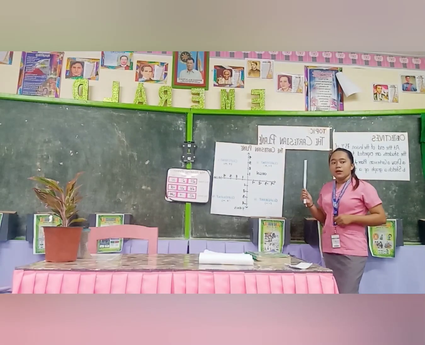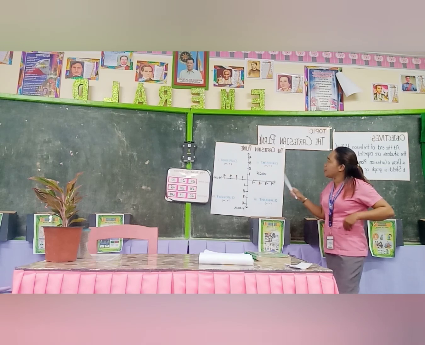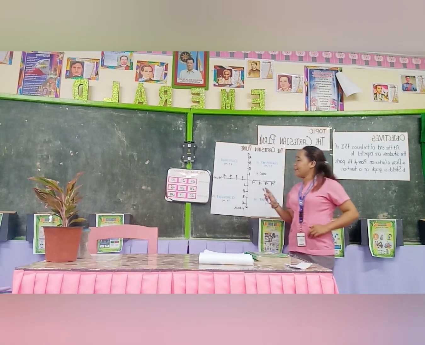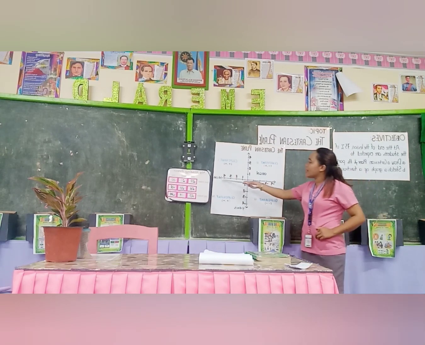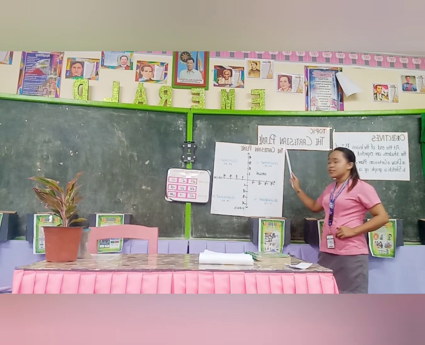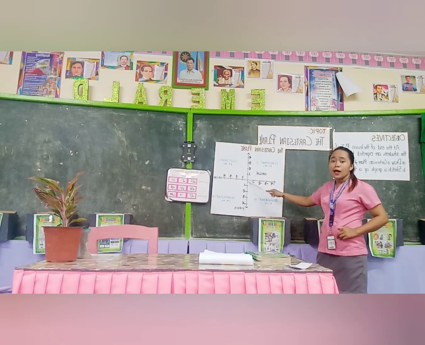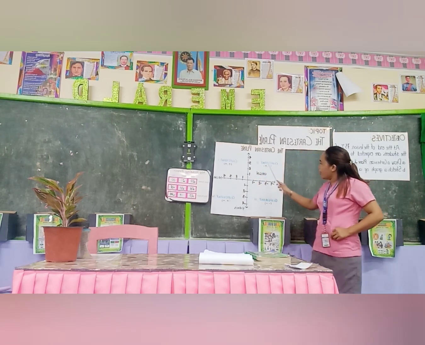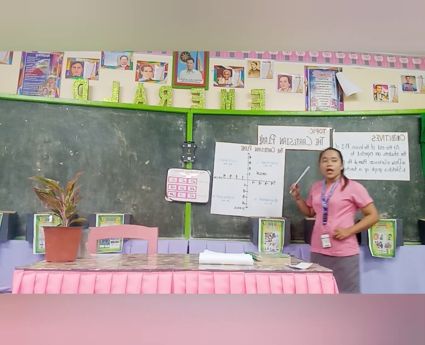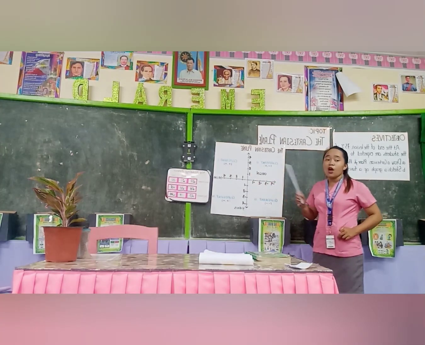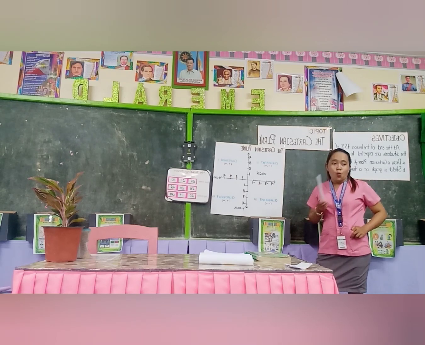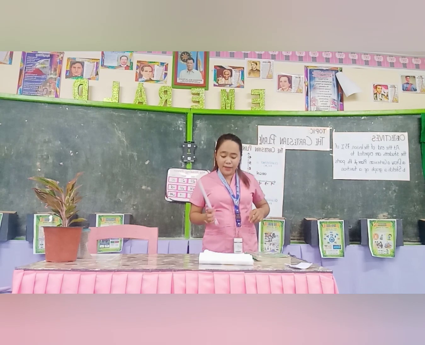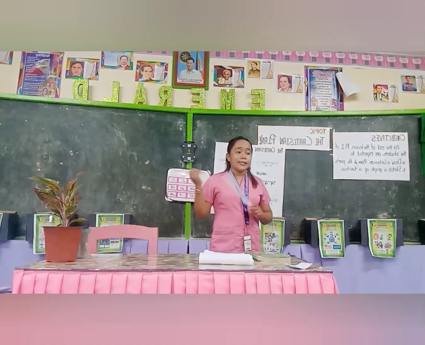Okay, very good. The two number lines in the Cartesian plane are the horizontal number line and the vertical number line. In these four quadrants, there are signs. What signs do we have? Positive and negative signs.